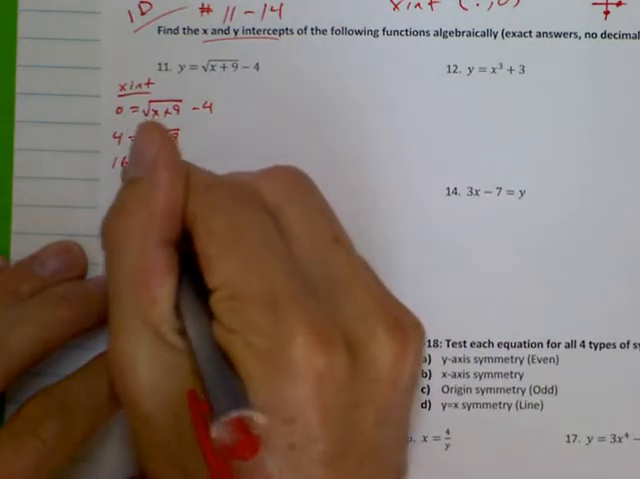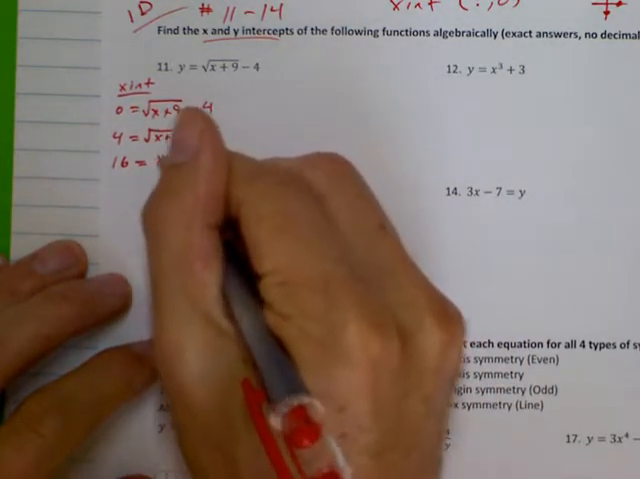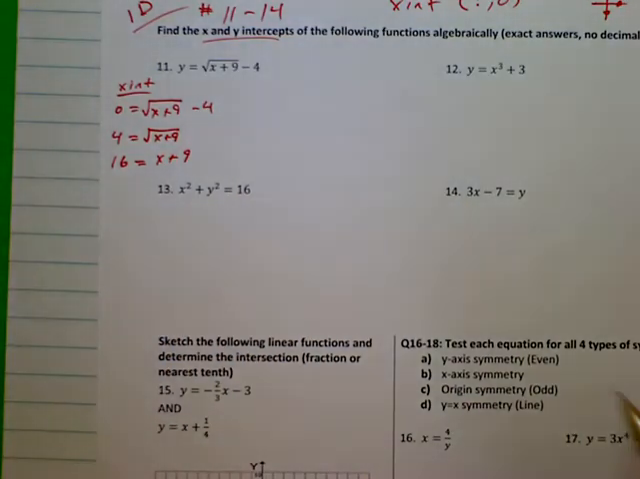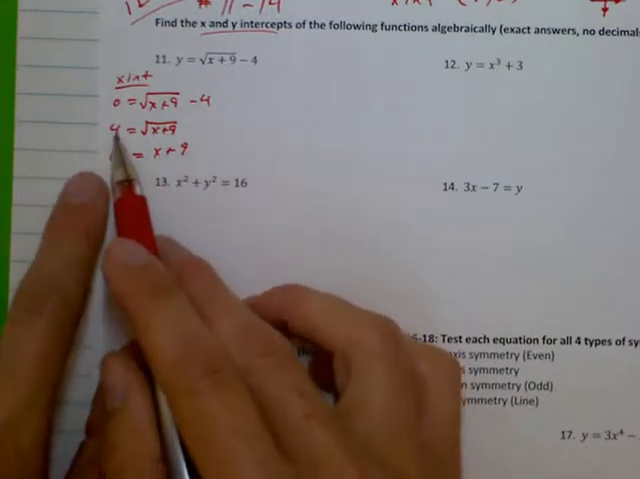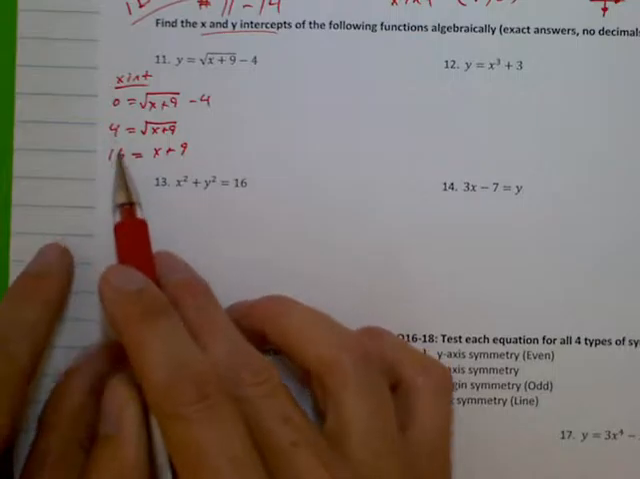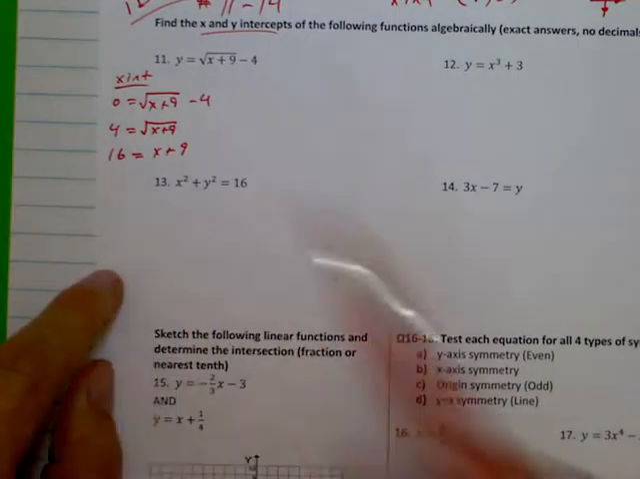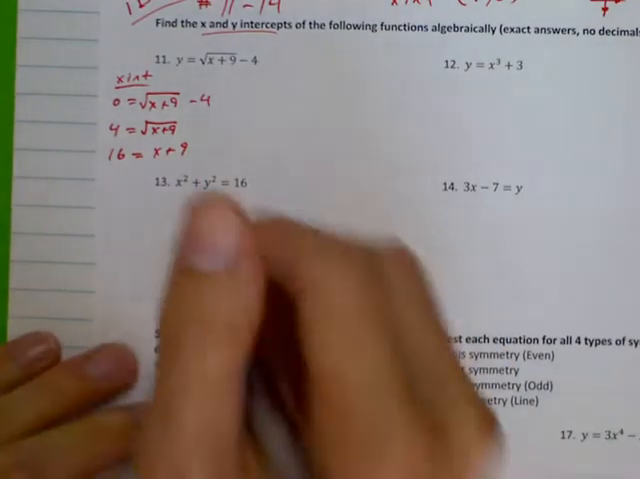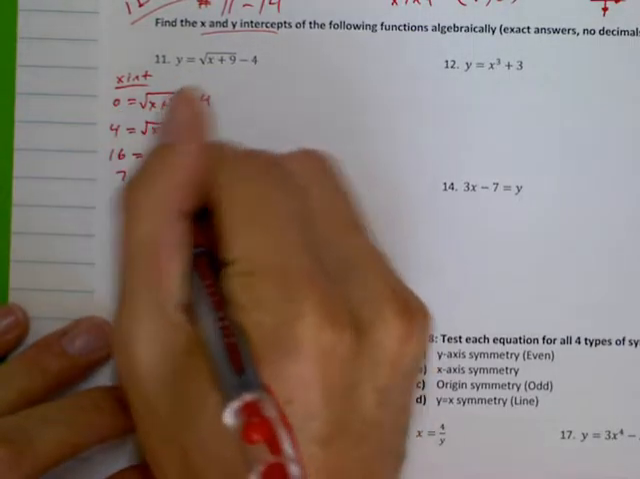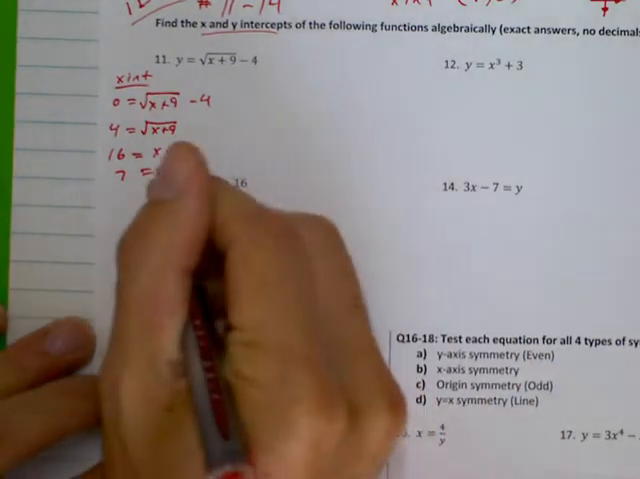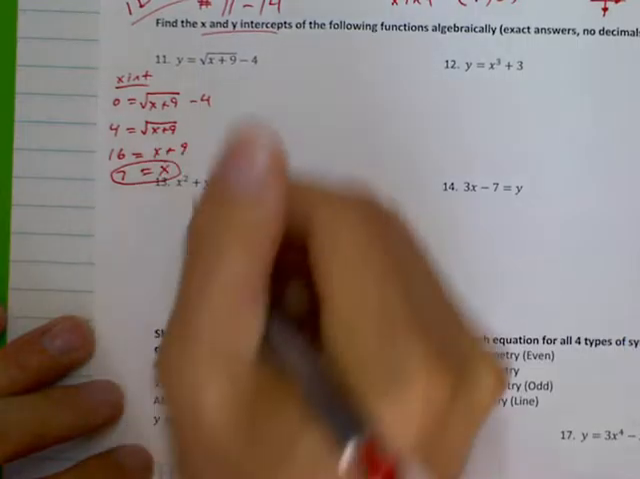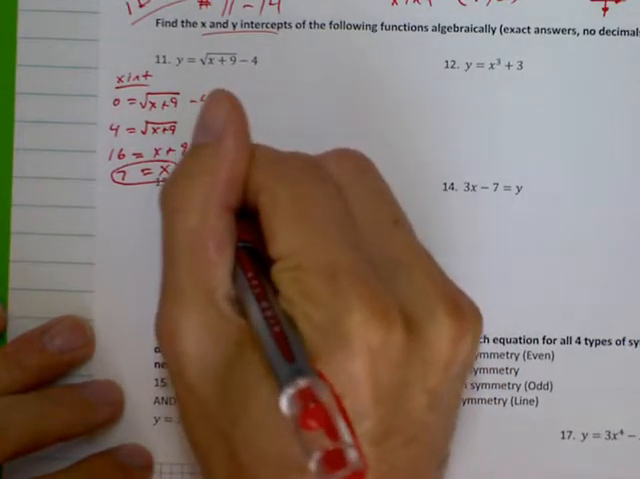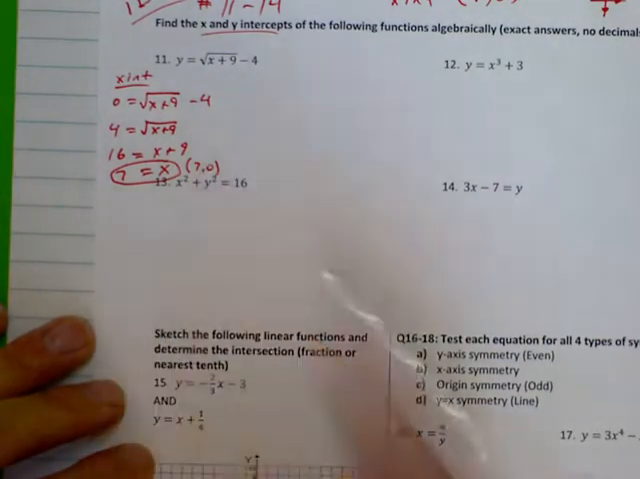That would give me 16 equals x plus 9. And when I square both sides, I don't have to do a plus or minus. There's only one possible number I can get when I square 4. It's always going to be 16. Now I need to subtract the 9 over. That's going to give me 7. So 7 equals x. Or in other words, (7, 0) is my x-intercept.